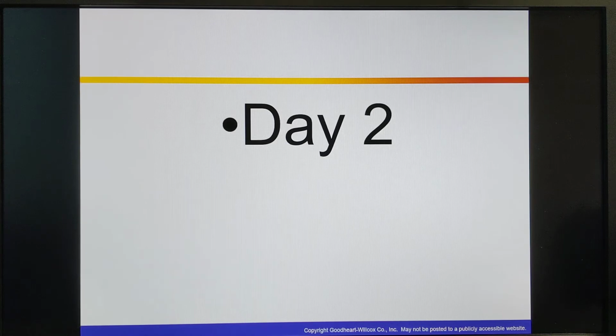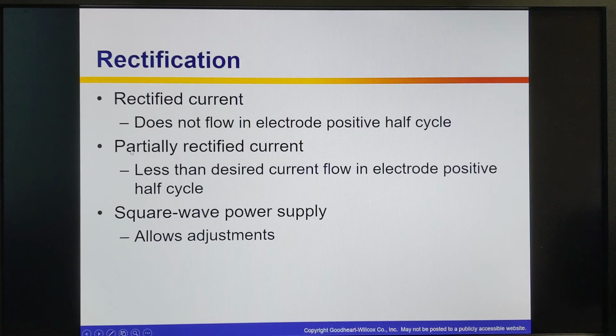To continue talking about AC welding, which has a positive and negative, we're going to be talking about rectified current. Rectified current does not flow in the electrode positive half of a cycle. If you remember with AC, it goes from positive to negative, positive to negative. So when it's going into its positive half, the rectified current does not flow. Sometimes, though, you have a partially rectified current, and this is a less desired flow in the electrode positive half cycle. It needs to be off, it doesn't need to be on.